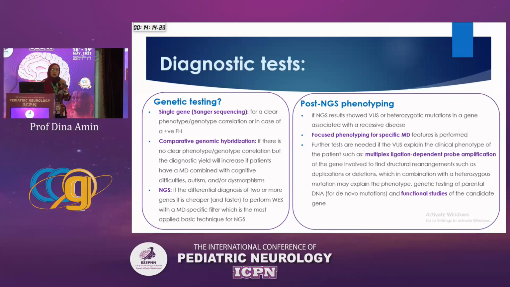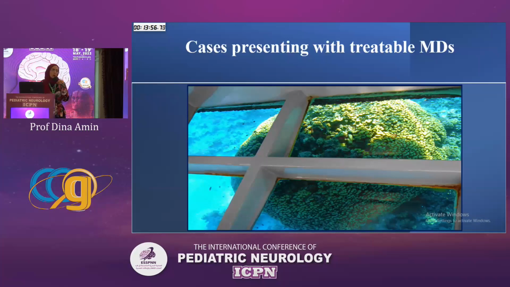Then we have also the hassle of having variants of unclear significance, or we have patients who have heterozygous mutation in genes with autosomal recessive inheritance. So sometimes we still need to do movement disorder filtering of the phenotypes, and we need to do more functional studies, as I will show in one of our cases, I think, or two of our cases.